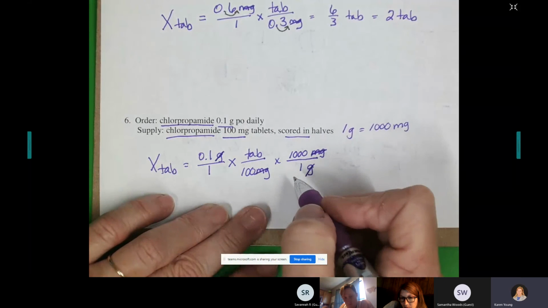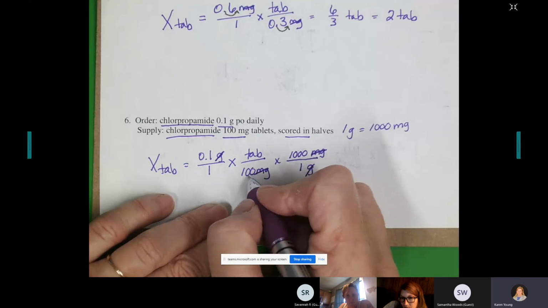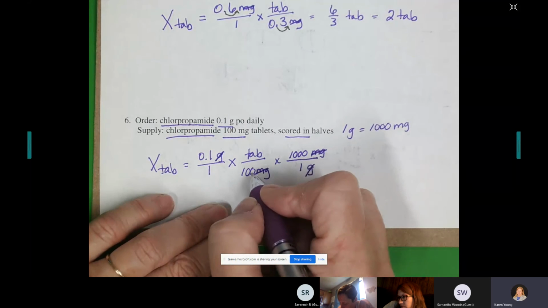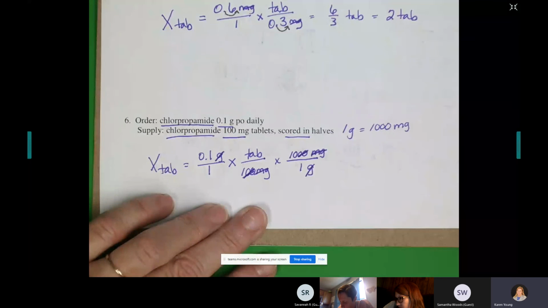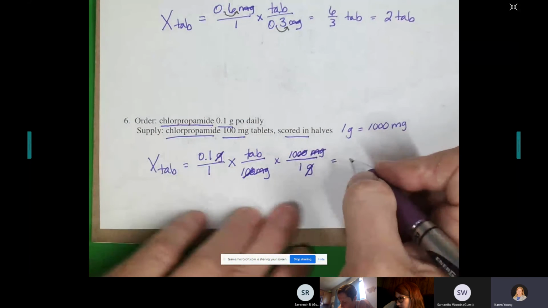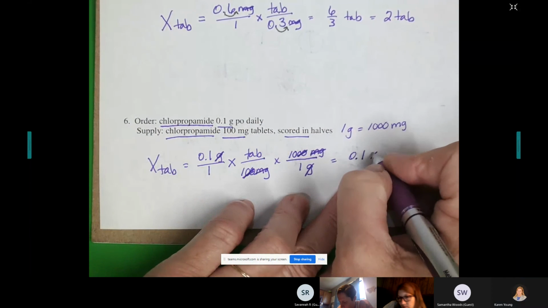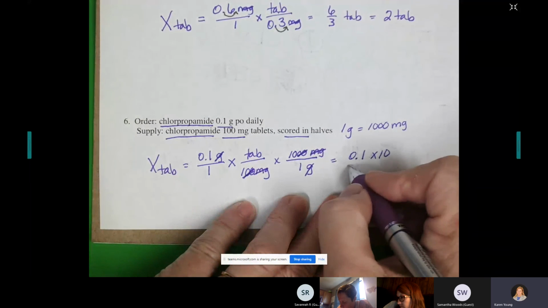Now, one thing I'm going to do, and it's one thing I wish you guys, or girls, ladies, would do also, is I've got 2 zeros on bottom, which means that I can cancel 2 zeros on top. So I'm going to cancel my 2 zeros. That just means that I'm not putting a whole bunch of zeros in my calculator. So I have 0.1 times 10 now, and I have ones on the bottom.